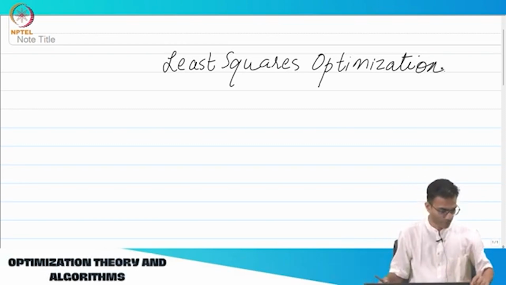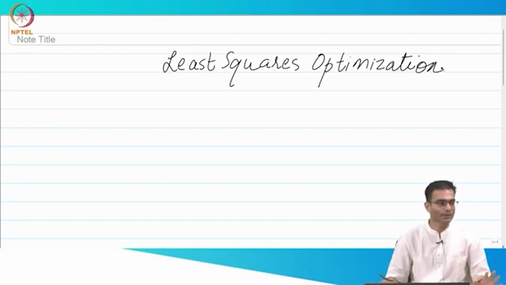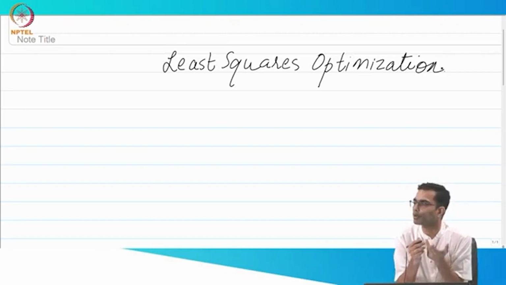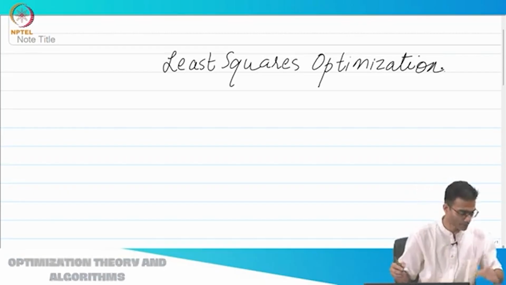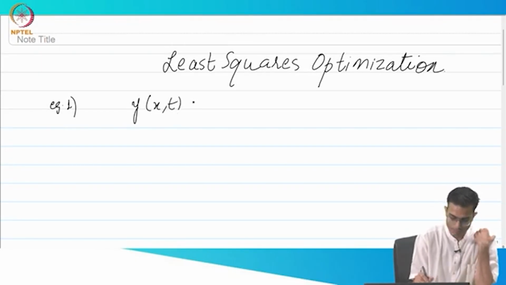All right, so let's look at least squares optimization. In terms of motivation, we don't need to re-motivate it. We had given two models, if you remember. What was the first model? There was radioactive decay, right? There was one model. So let me just write that one example down. So this was example one, something like this.